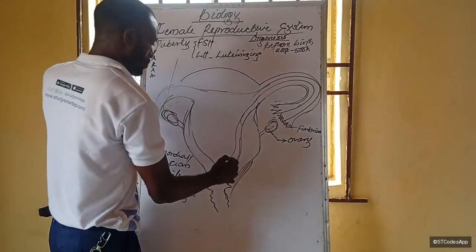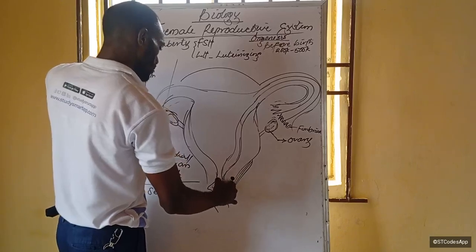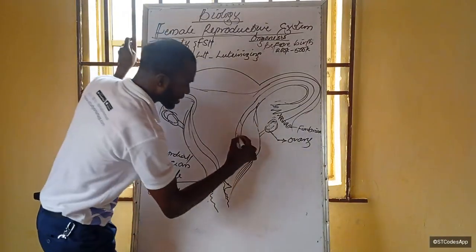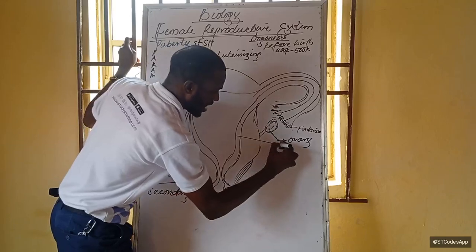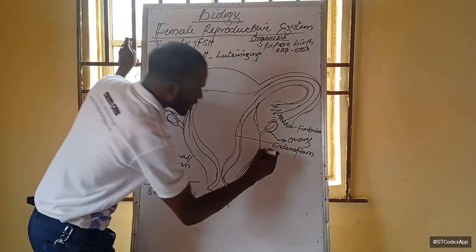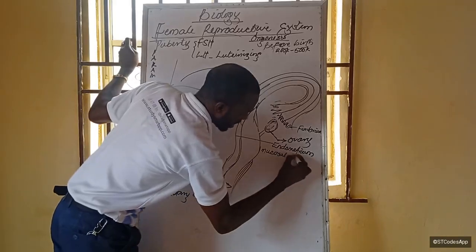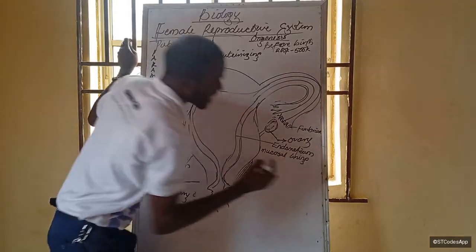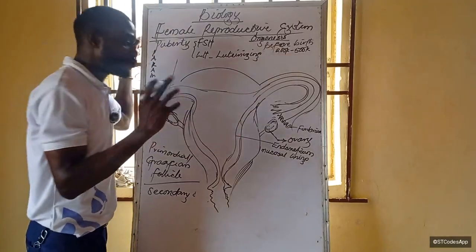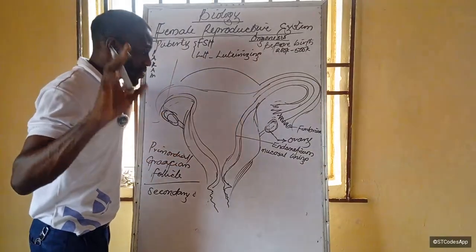Now I want you to notice this side here. This inner portion is called the endometrium. The endometrium has what is called a mucosal lining, which can be richly supplied with blood in preparation for pregnancy. It prepares the uterus for pregnancy.